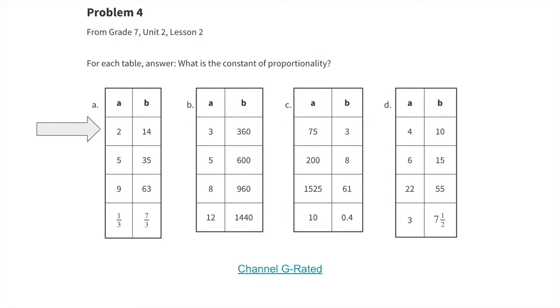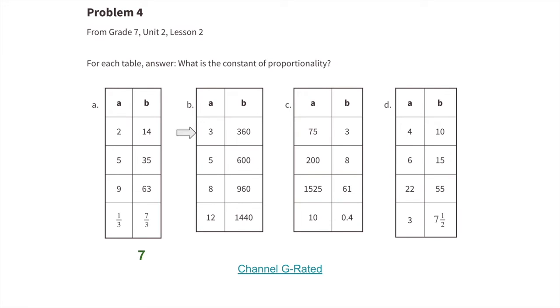Table A. 14 divided by 2 is 7. 35 divided by 5 is 7. 63 divided by 9 is 7. And 7/3 divided by 1/3 is also 7. So the constant of proportionality for Table A is 7.